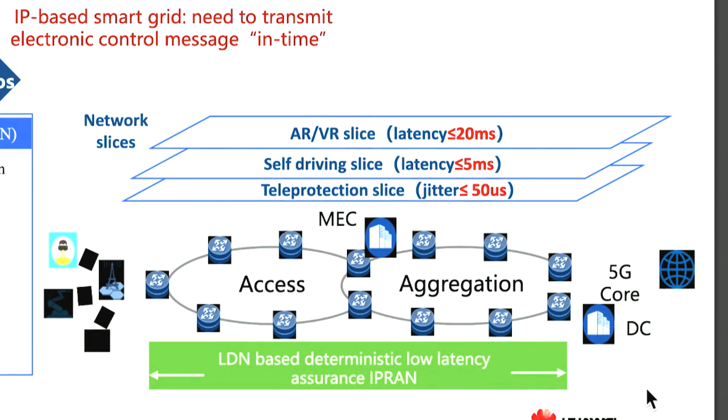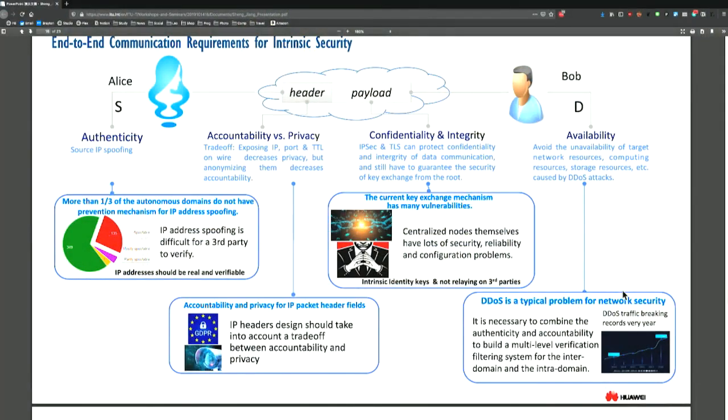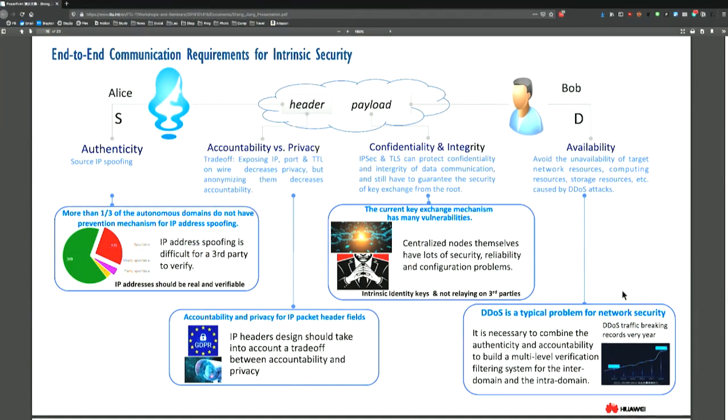And then a teleprojection slice would offer jitter of under 50 microseconds, so extremely low jitter. So the idea being you can somehow ask for different network characteristics and get that from the network. And a lot of this they then pulled together on a slide titled End-to-End Communication Requirements for Intrinsic Security, which is where they sort of are the most clear, and it's kind of chilling.